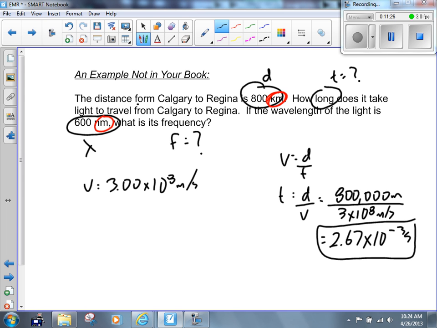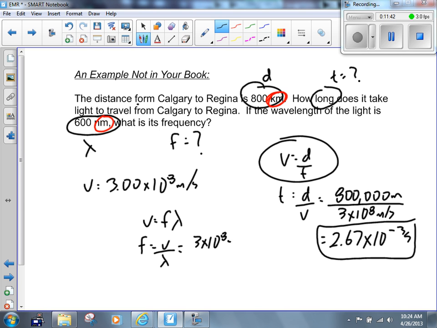All right, we want to find the frequency of the EMR as well. The other equation that we can use besides v equals d over t is, of course, that wave equation that we learned in Physics 20, v equals f times lambda. f is equal to v over lambda. We did this on our quiz today, right? Our speed is 3 times 10 to the 8. And our wavelength is 600 times 10 to the minus 9. That should give us 5.0 times 10 to the 14.